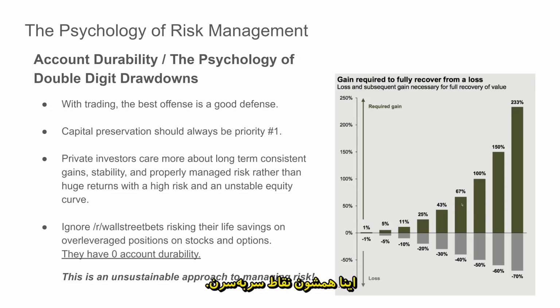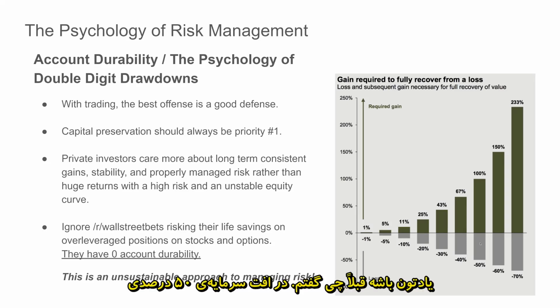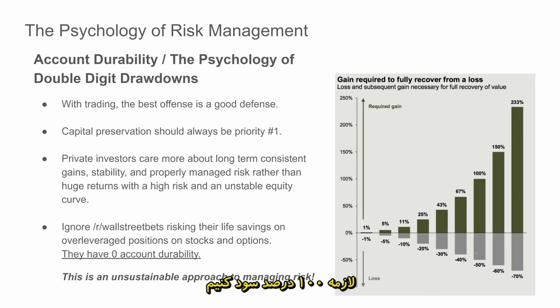These are all the break even points, right? So remember what I was saying before, at a 50% drawdown, it's going to take us literally a 100% gain from that 50% drawdown to get back to break even. You literally have to flip your 50% account, right?